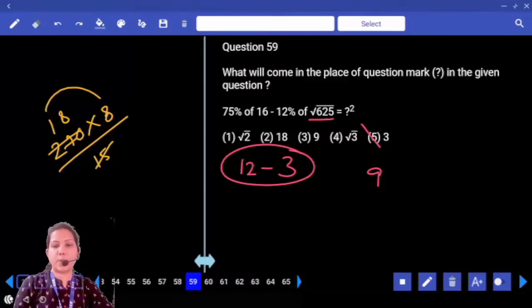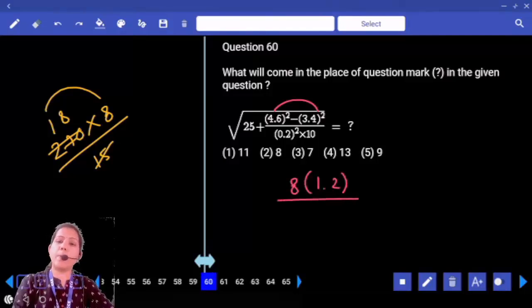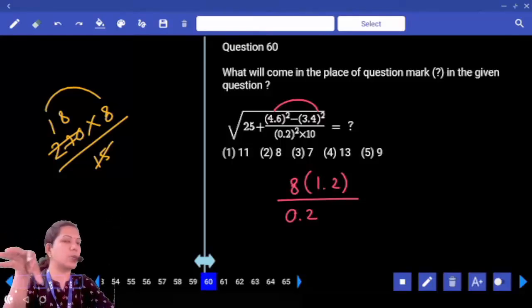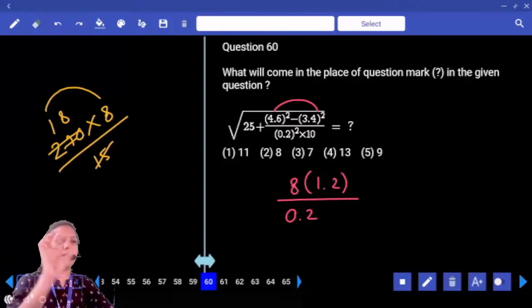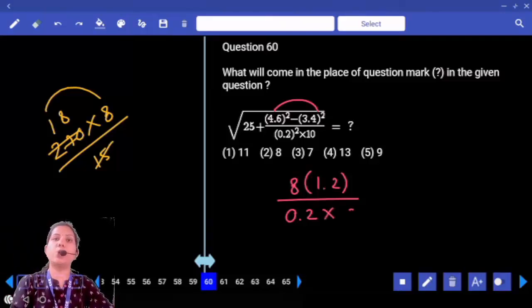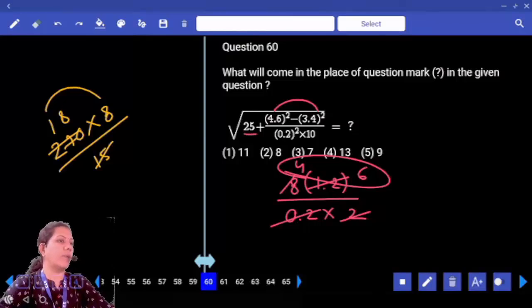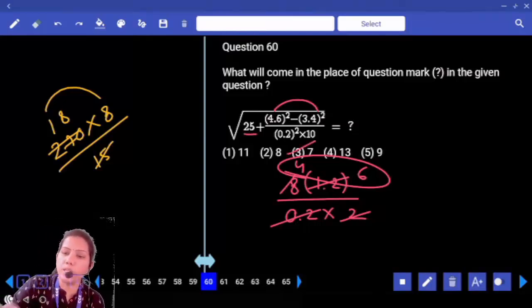Okay now. Next question number 60. Question number 60. A square minus B square form again. Again A square minus B square. What is A plus B? 8. And what is A minus B? 1.2. 8 into 1.2. 0.2 whole square is 0.2 into 0.2 into 10. 0.2 whole square and ante kada. 0.2 whole square means 0.2 into 0.2 again into 10. 0.2 is multiplied with 10, you get only 2. 0.2 exactly 6 times, 2 exactly 4 times. What is 4 6? It is 25. 24 plus 25. 49 square root value 7. Third option.